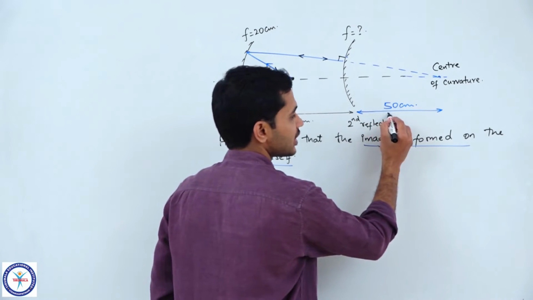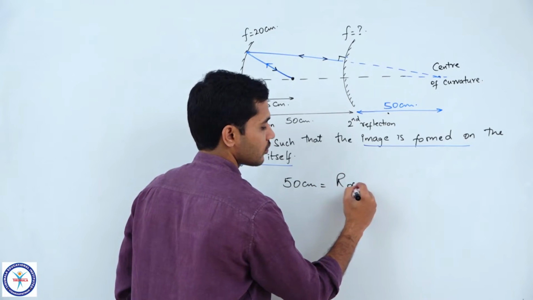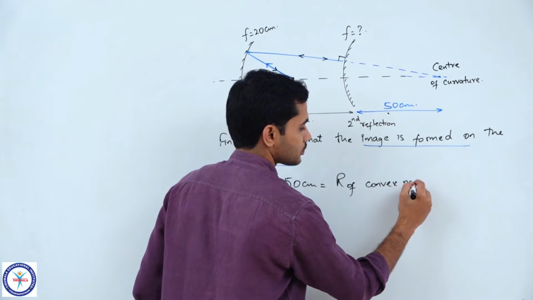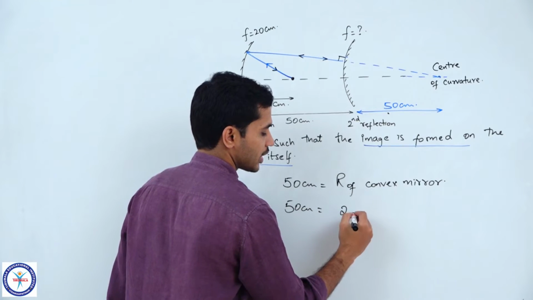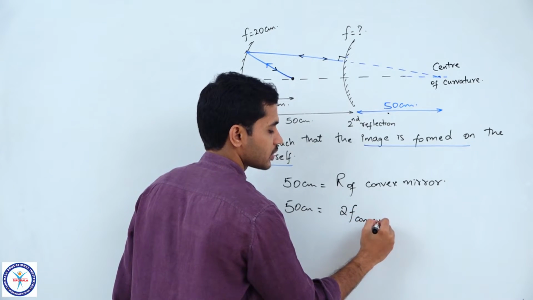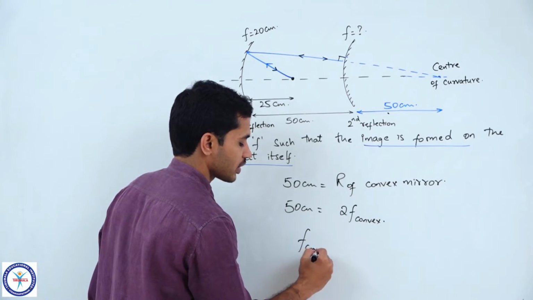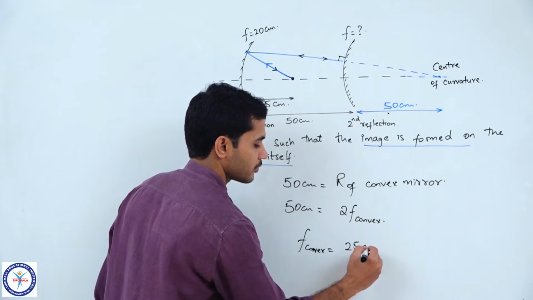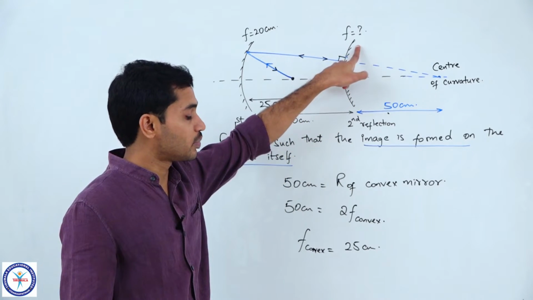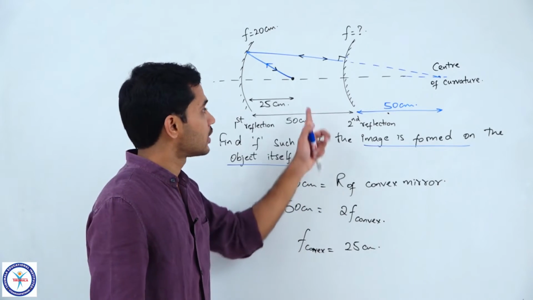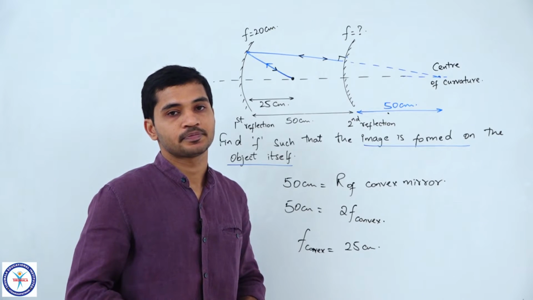So, this 50 centimeters should be equal to the radius of the convex mirror. So, 50 centimeters is equal to 2 times the focal length of the convex mirror. So, radius is nothing but twice the focal length. So, from that I can write the focal length of the convex mirror is equal to 25 centimeters, right. So, instead of taking this focal length as 20, if I replace that with a mirror of 25 centimeters, then retraceability happens and the image is formed once again at the location of the object.